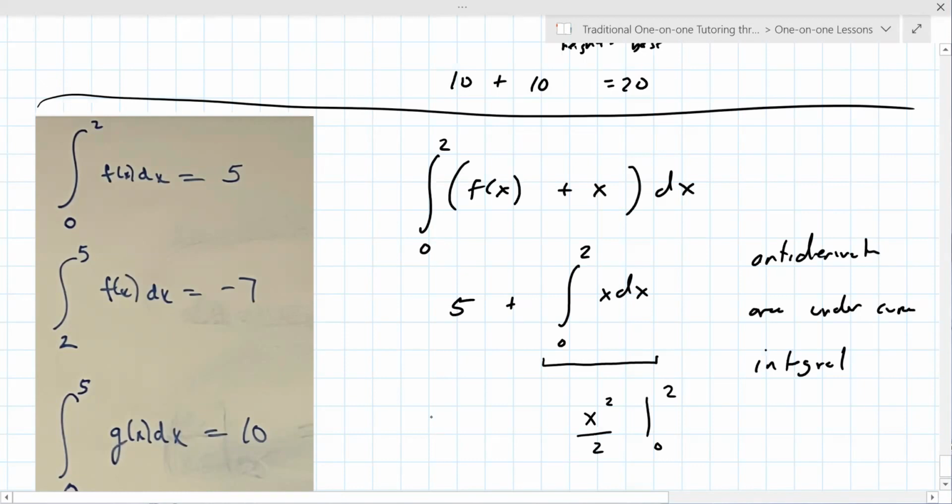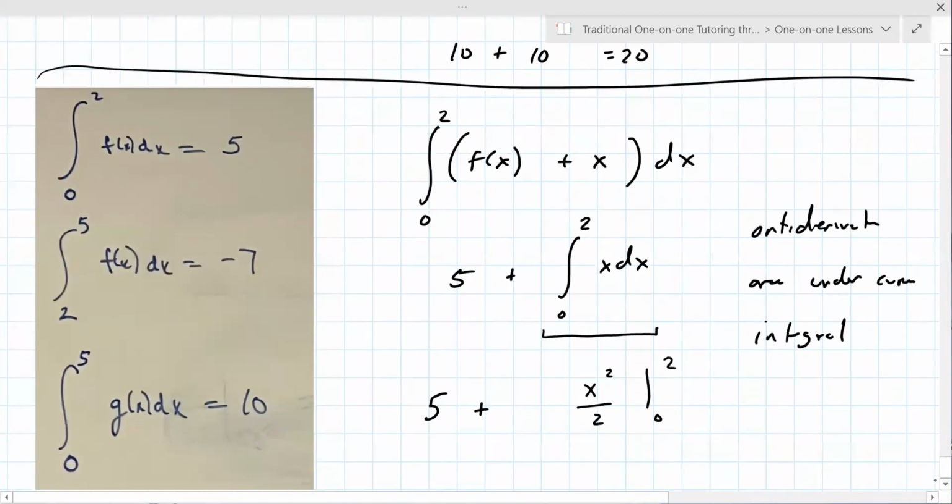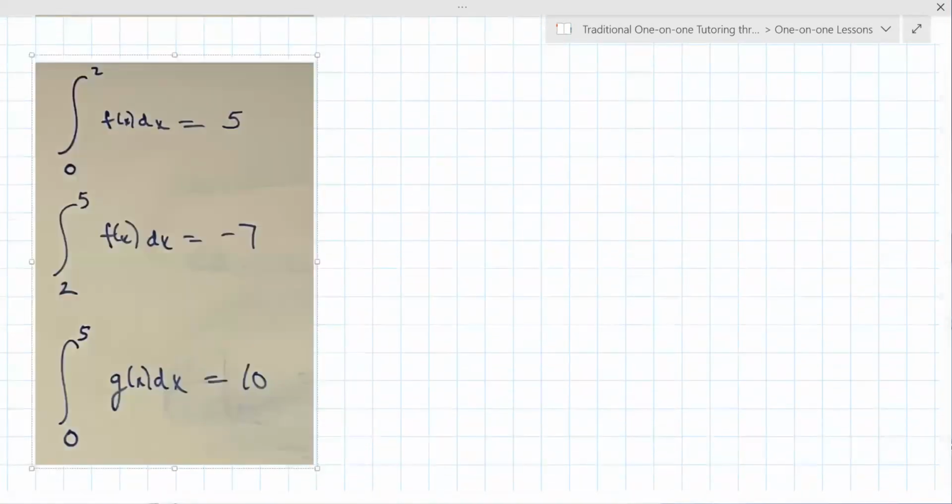2 squared over 2 minus 0. So then that's 4 over 2. So 2, 5 plus 2 is 7. Okay. Now we'll do the last one here that's on the sheet or on the whiteboard here. It is the most confusing, but your instructor was kind enough to provide limits that were reasonable here.